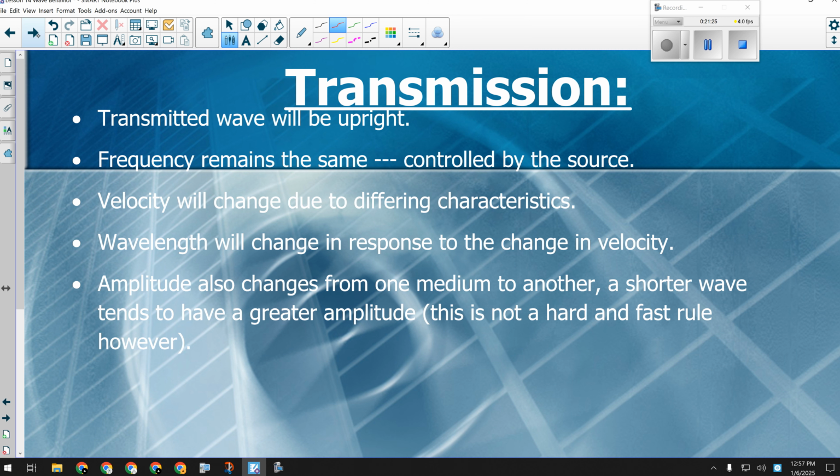Can amplitude also change? It can, because the amplitude of the wave kind of represents the wave's energy. If a wave hits a boundary and there's a lot of reflection, what will happen to the amplitude of the transmitted wave?